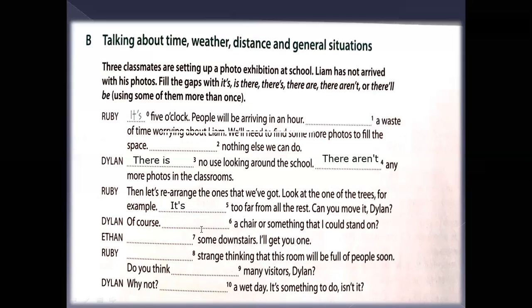Yes, there is. So, Dylan, of course, number six is for who? Okay, Fatima? Is there a chair or something that I could stand on? Is there a chair or something to stand on? Okay. Ethan, Sophie? There are some. There are some. Okay. So I will leave those, 1, 2, 3. I'm sure this is quite easy, right? Shall we move on to the next slide? Is there any question? I don't think so.